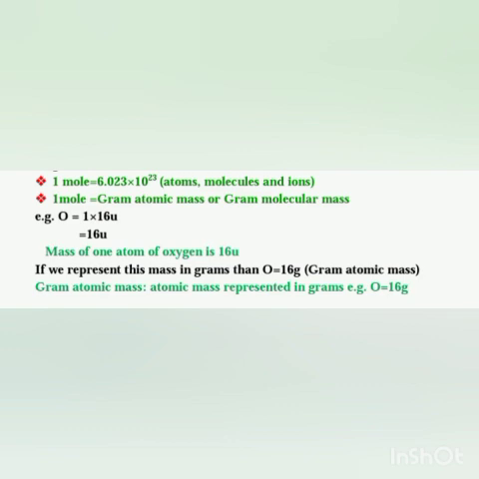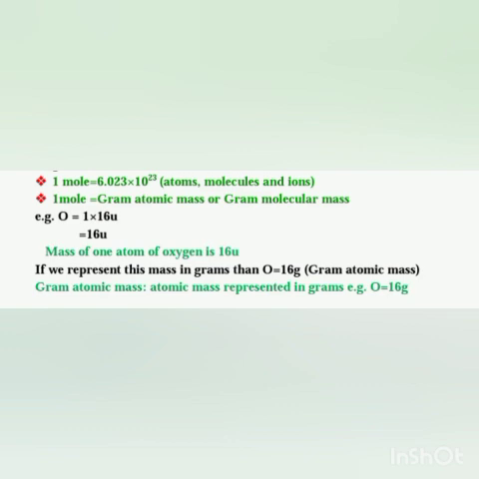Now, if we represent this mass in grams, let us see what it will become. Oxygen is equal to 16 grams, and this is called gram atomic mass. Gram atomic mass is the atomic mass which is represented in grams. Understood? So oxygen is equal to 16 grams.